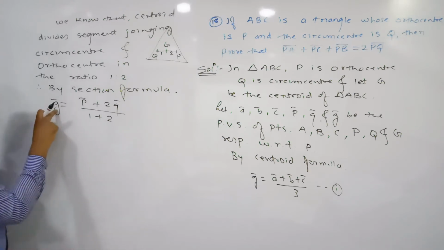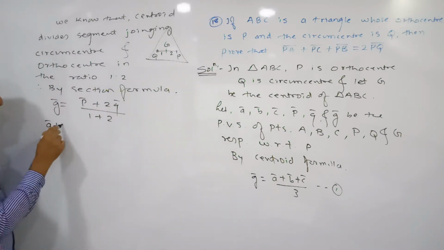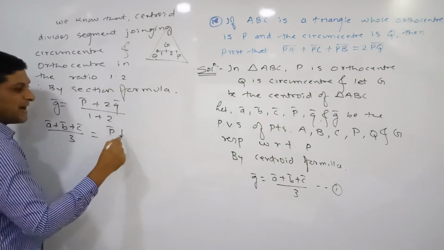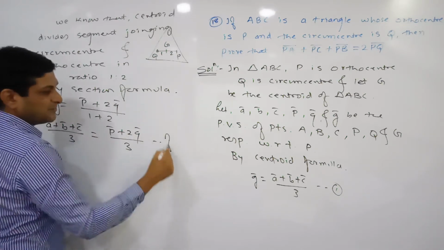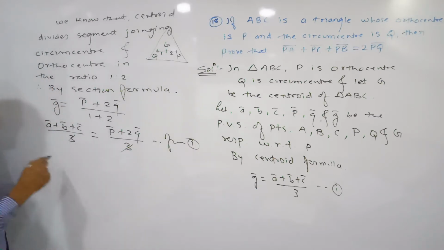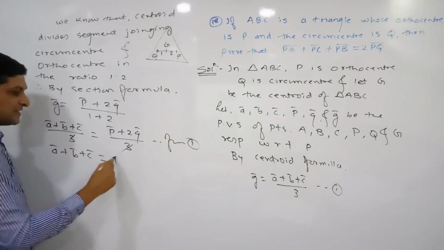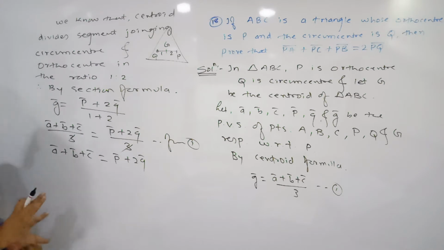Now we are replacing G bar by its value. What is the value of G bar here? A bar plus B bar plus C bar upon 3, and on this side P bar plus 2Q bar upon 1 plus 2, which is 3. This value we are substituting from equation number first. The 3 and 3 on both sides cancel. So write down the remaining terms: A bar plus B bar plus C bar is equal to P bar plus 2Q bar. Now try to understand the very important condition.